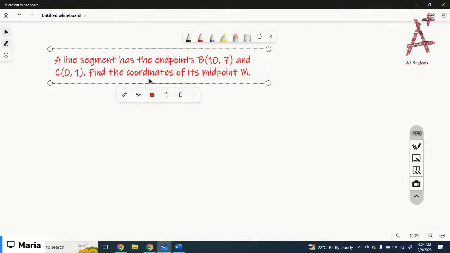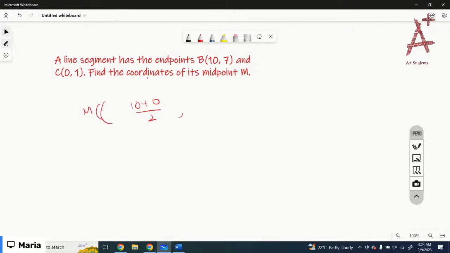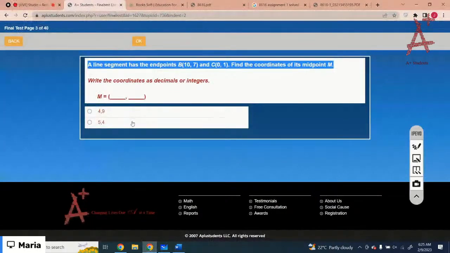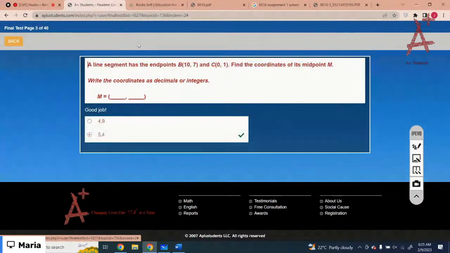So we know how to calculate the midpoint. Just add their x components and divide by 2. It will be 10 plus 0 over 2 and 7 plus 1 over 2. So it would be 10 over 2 and 8 over 2. So the midpoint is (5, 4). Basically, the midpoint is a point that divides a line into two equal parts. So just select the correct option and click on the OK button.